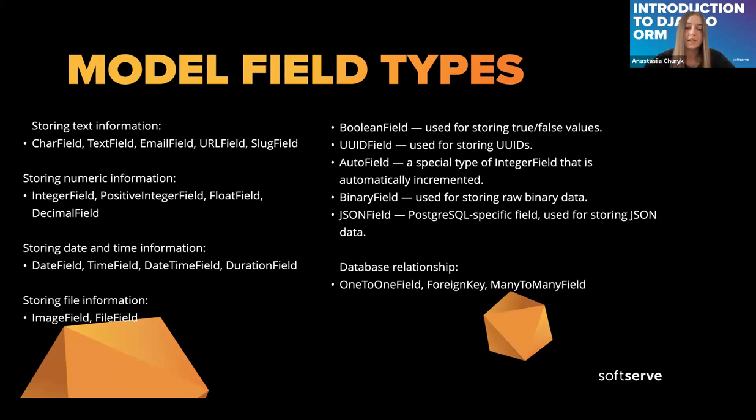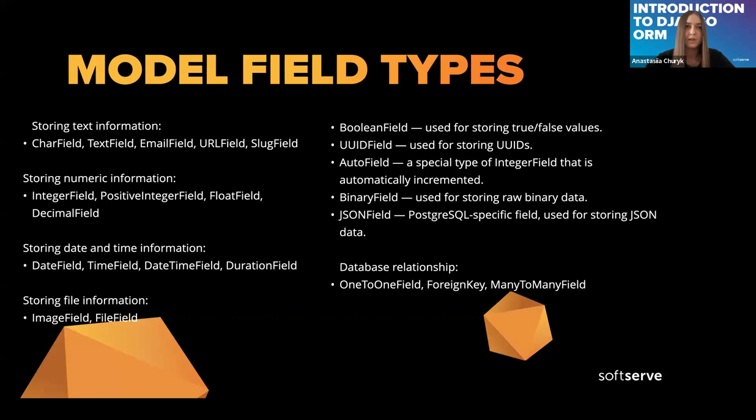Auto field is a special positive integer field that is auto incremented. It's used as primary key. Each Django model by default has auto field with the name of ID, so you don't have to add it manually. Binary field is used for storing raw binary data. JSON field is used for storing JSON data.